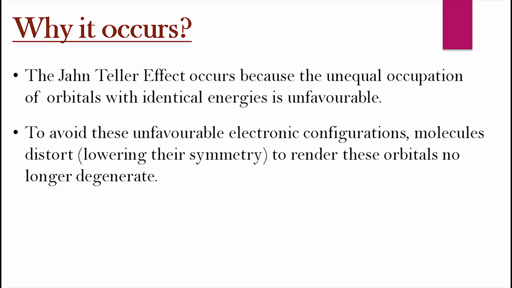Now let's discuss why it occurs. The Jahn Teller effect occurs because the unequal occupation of orbitals with identical energies is unfavorable. To avoid these unfavorable electronic configurations, molecules distort, lowering their symmetry to render these orbitals no longer degenerate.